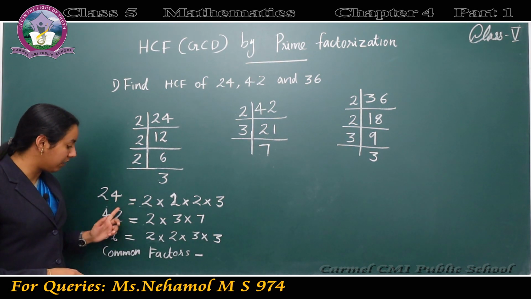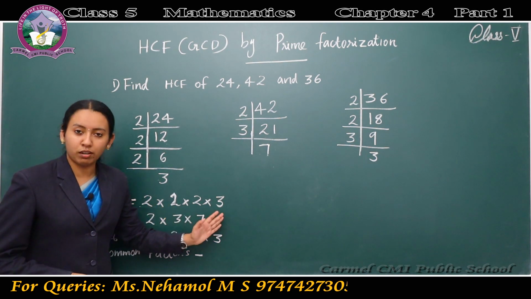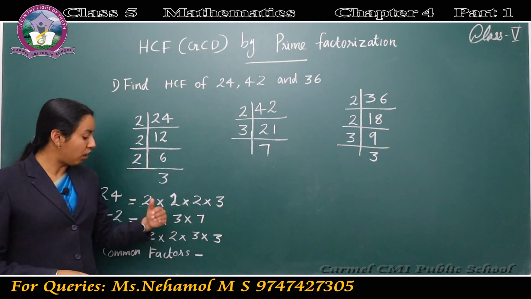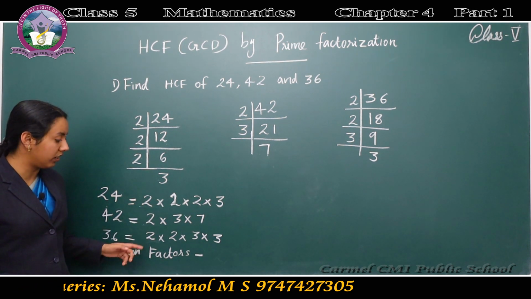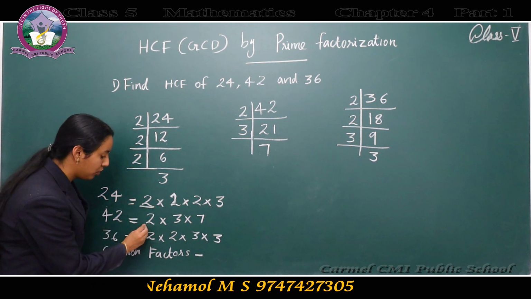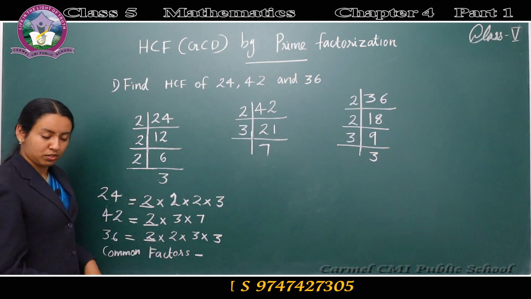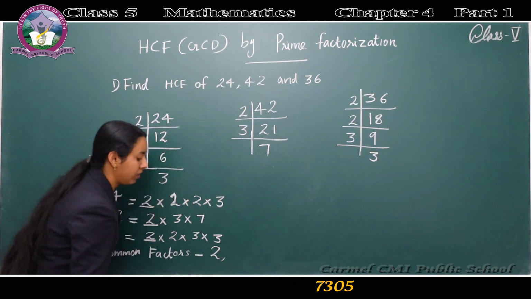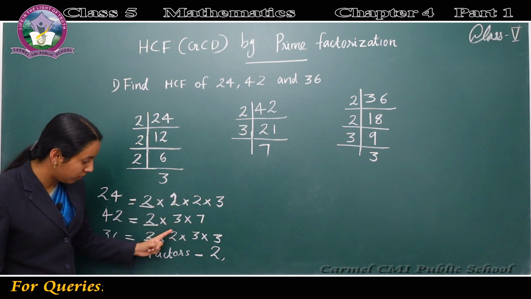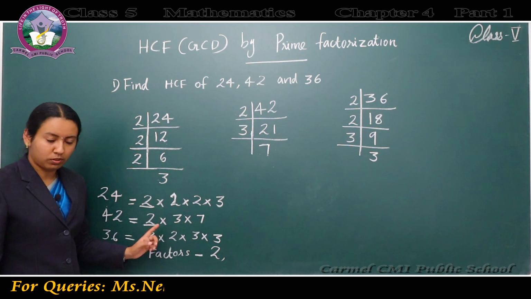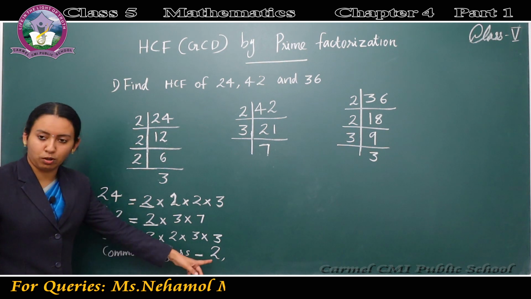So, we write the given numbers as the product of prime factors. Now, we have to find common factors. Which are the common factors? 2 is here, 2 is here, 2 is here. So, 2 is a common factor. Then, one more 2 is here, but here is no other 2. Only one time 2 is common.